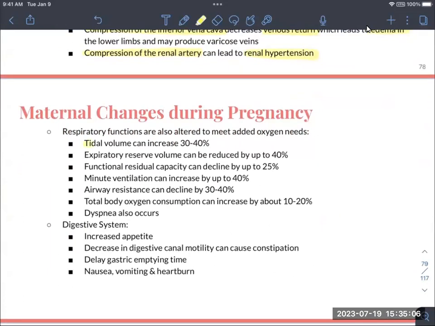Their tidal volume, respiratory, increases. That expiratory reserve goes down because everything's getting pushed up into your rib cage. That functional residual capacity decreases. The minute ventilation can increase. Airway resistance goes down. Oxygen consumption will increase. Dyspnea occurs. You have an increased appetite because you're feeding yourself and that developing child. But you get decreased digestive canal motility, which can cause constipation, delaying gastric emptying, nausea, vomiting, and heartburn.